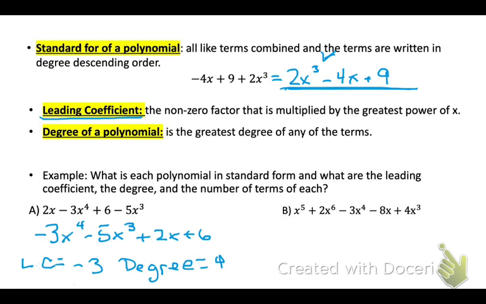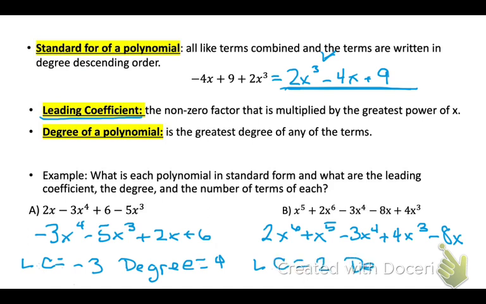So Cooper, what comes first on B? 2x to the sixth. Okay. Next. Plus x to the fifth, minus 3x to the fourth, plus 4x to the third, and minus 8x. Okay. What is the leading coefficient? 2. What is the degree? 6.